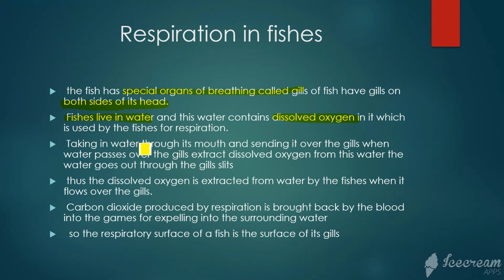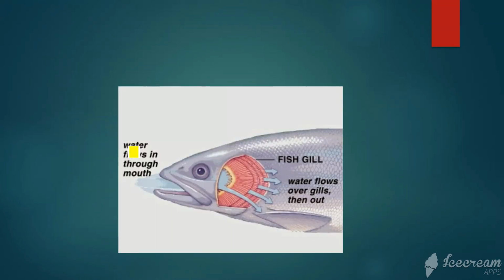Taking in water through its mouth and sending it over the gills. When the water passes over the gills, extracts dissolved oxygen. From this, the water goes out of the gill slits. See, this is a fish. Fish क्या करेगी? You have already seen somewhere in aquariums or somewhere the fish क्या करती है? अपना मुंह खोलती रहती है तुरंत. तो क्या करती है वो?